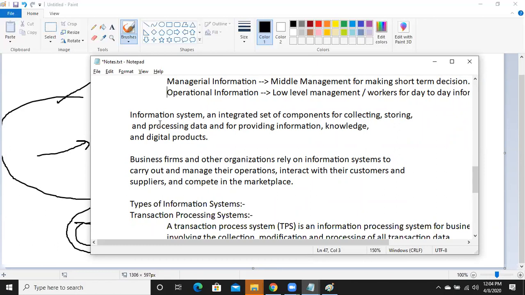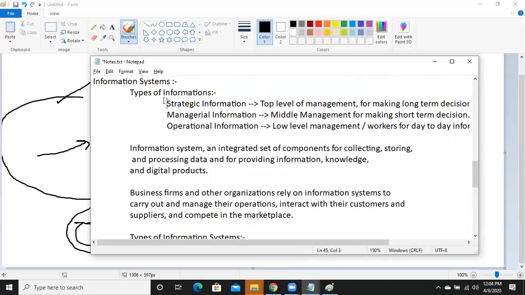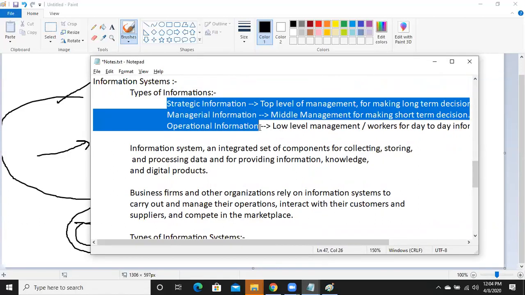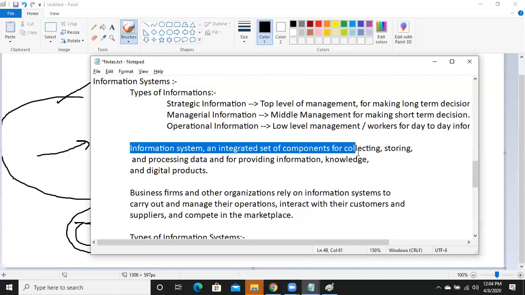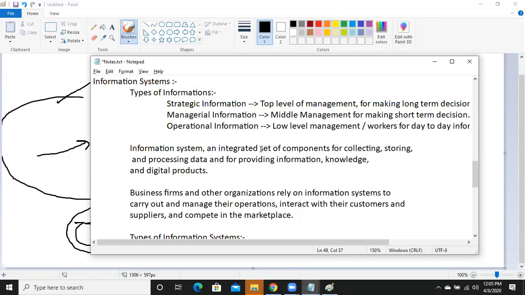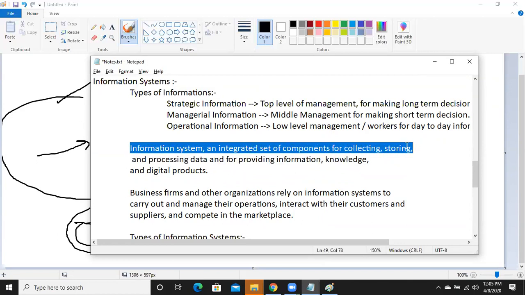So the information systems basically provide the results of this information, the strategic information, managerial information, and the operational information. So all those systems which work on this information will be known as the information system, right? So if I talk about the definition, information system is an integrated set of components. Now what is the meaning of integrated? Integrated means आपस में जुड़े हुए, like dependent. Okay, so information system is an integrated set of components for collecting, storing, processing data, for providing information, knowledge, and digital products.